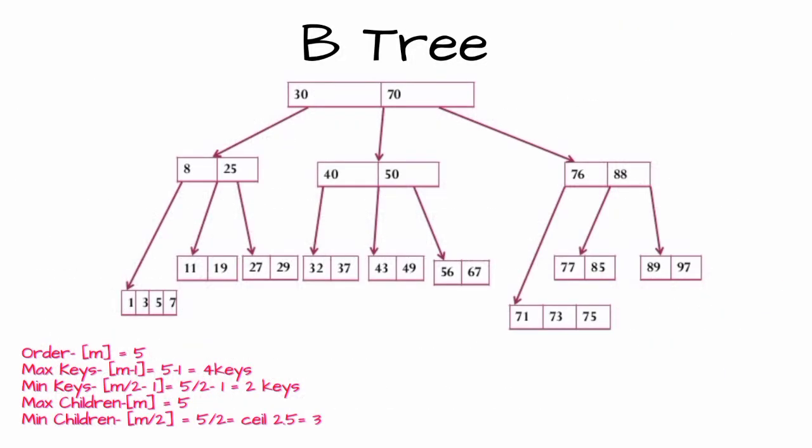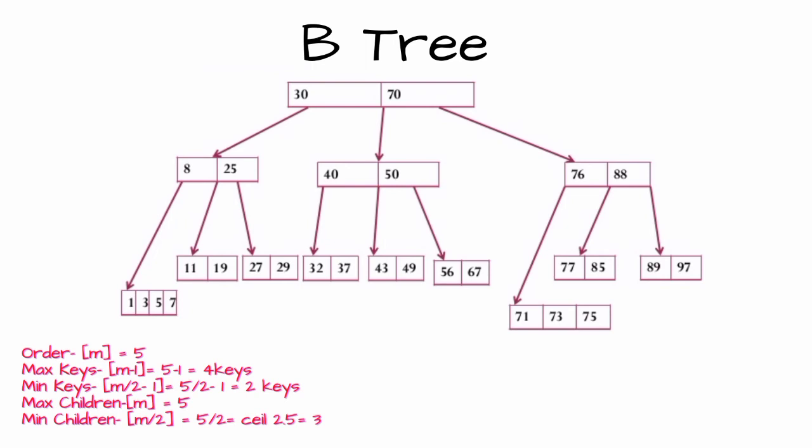So this is a B tree of order 5. Here the maximum keys can be m minus 1, so 5 minus 1, 4 keys. So a maximum of 4 keys and a minimum of 2 keys. Maximum children is m, so 5 children. Minimum children can be m by 2.